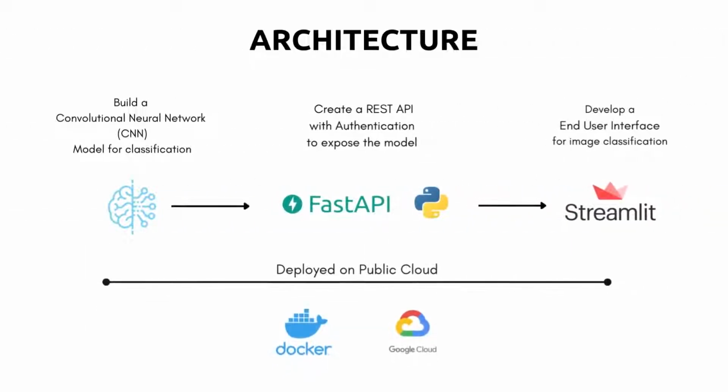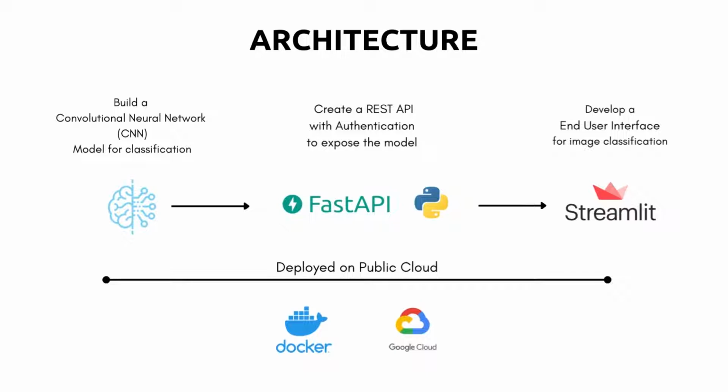Now let's look at the architecture. Develop CNN models implementing data augmentation techniques. Exposing the models as a REST API service using FastAPI. Using Streamlit to create a prototype application for end users to classify the product.